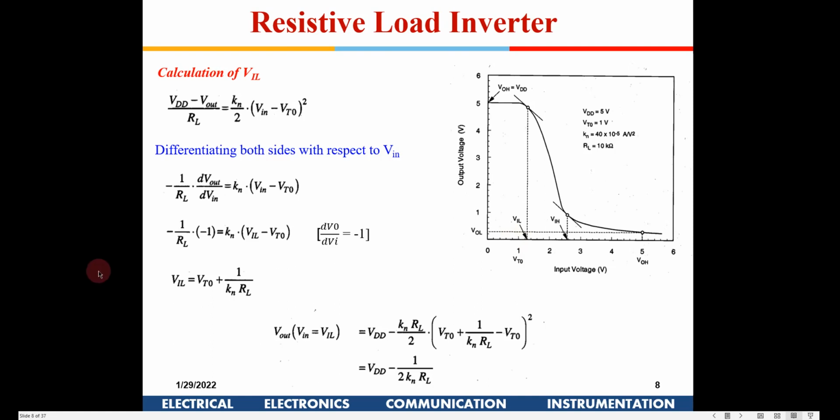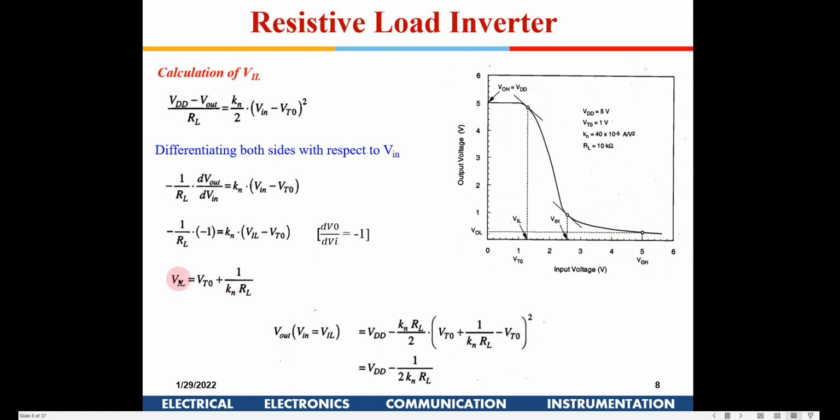In the figure, VOH should be on the y axis. Yeah, VOH is on the y axis, right? VIL is on the x axis, V in. This value of 5 volts is VOH, so that is corresponding to VOH. That means it is VDD. That is what is shown there.